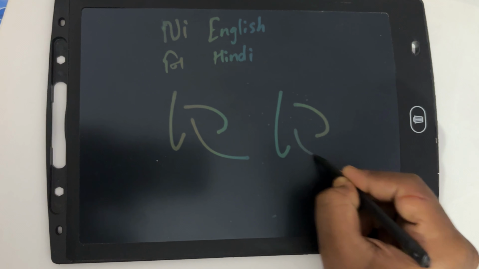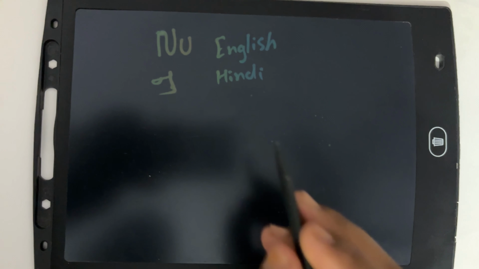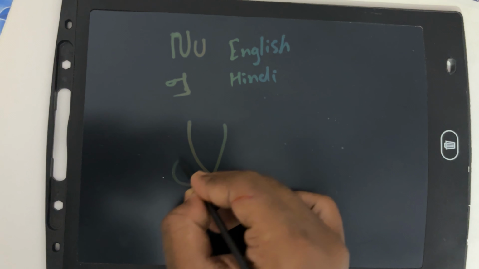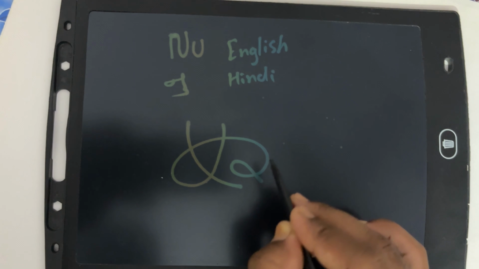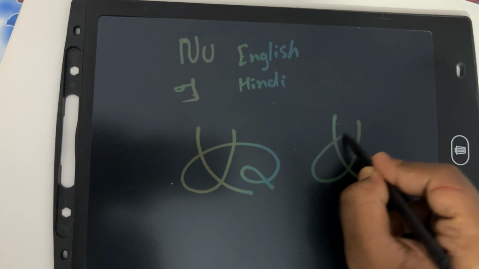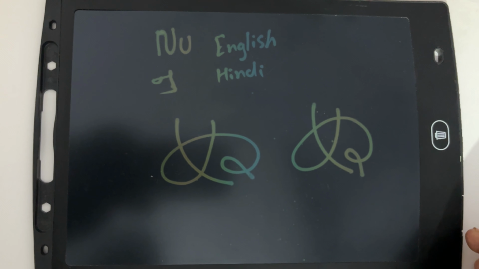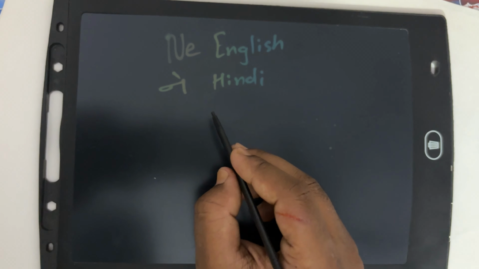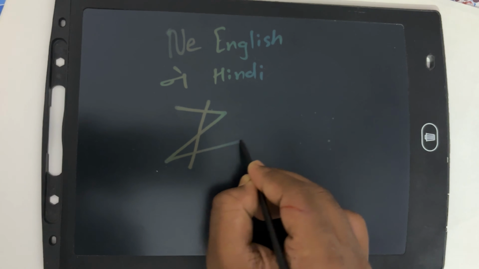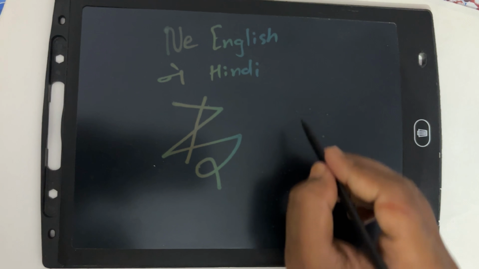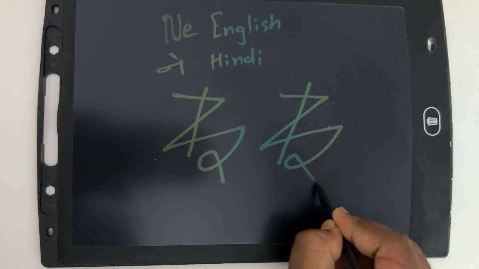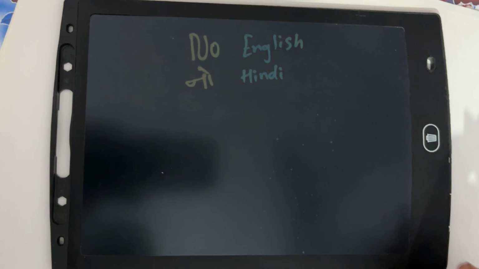Next word is nu. Once more. Next word is ne. In Japanese, once more. Next word is no.